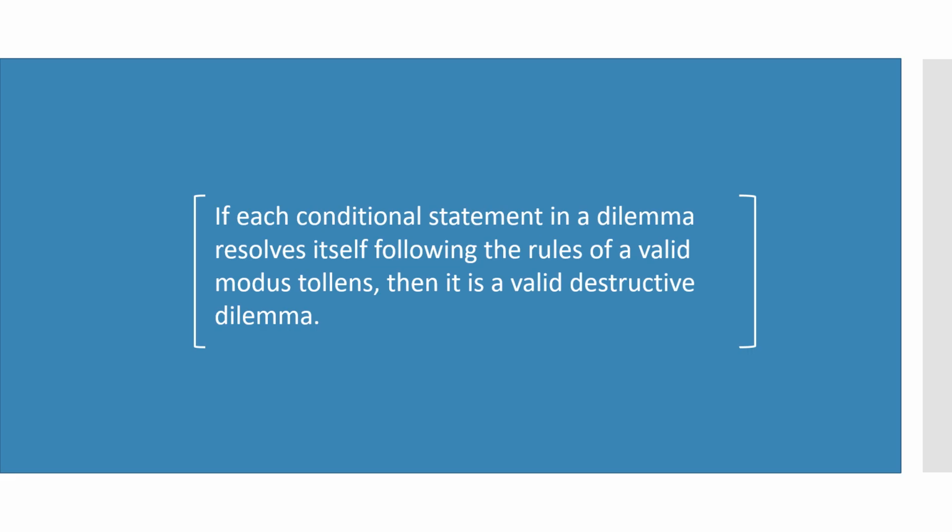Now, if each conditional statement in a dilemma resolves itself using the rules of a valid modus tollens, then we call this a valid destructive dilemma. Destructive because it's using the rules of modus tollens, whether valid or not, and it's valid because all the way through the argument, every single piece resolves itself into a valid modus tollens.